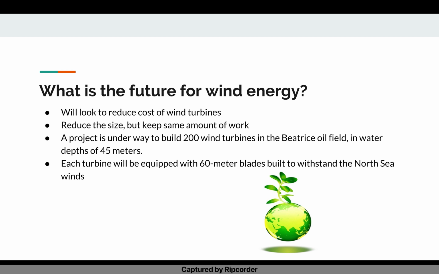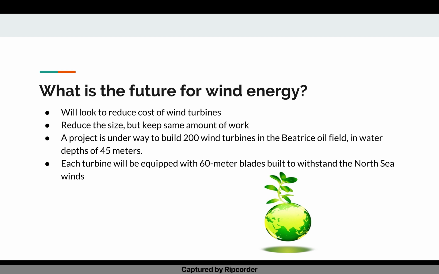To reduce investment costs, researchers are looking into the possibility of using offshore oil platforms that are nearing the end of their useful life, something that holds considerable potential to plant wind turbines. A project is underway to build 200 wind turbines in the Beatrice oil field in water depths of 45 meters. Each turbine will be equipped with 60-meter blades built to withstand the North Sea winds.